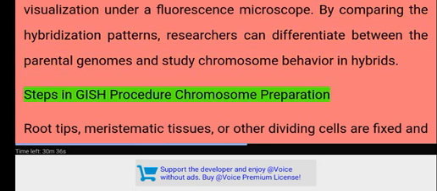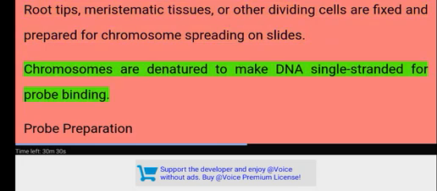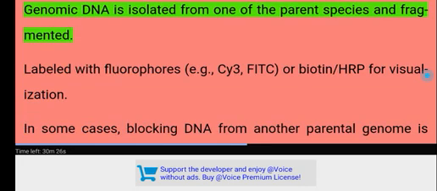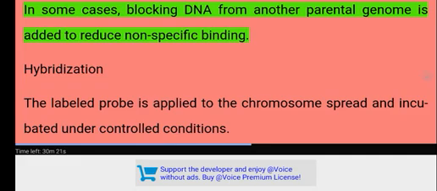Steps in GISH procedure: chromosome preparation. Root tips, meristematic tissues, or other dividing cells are fixed and prepared for chromosome spreading on slides. Chromosomes are denatured to make DNA single-stranded for probe binding. Probe preparation. Genomic DNA is isolated from one of the parent species and fragmented, then labeled with fluorophores, e.g., Cy3, FITC, or biotin-HRP for visualization. In some cases, blocking DNA from another parental genome is added to reduce nonspecific binding.